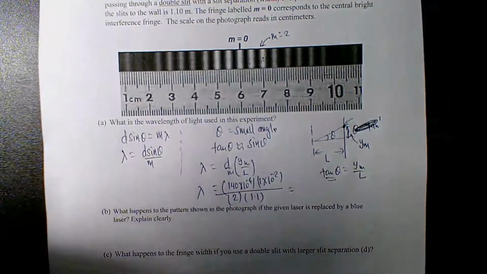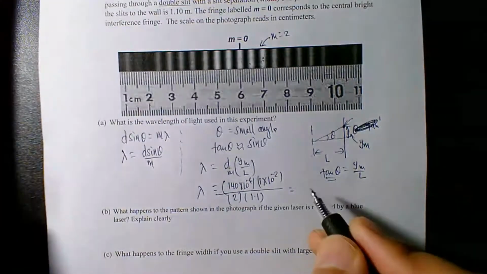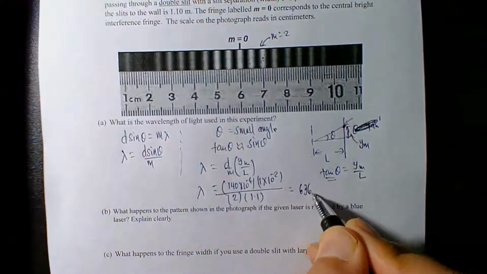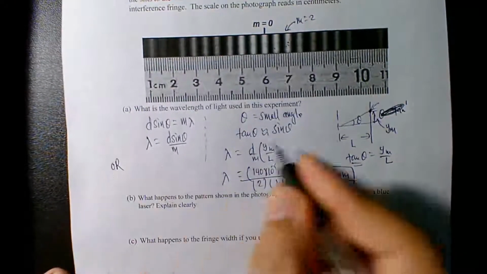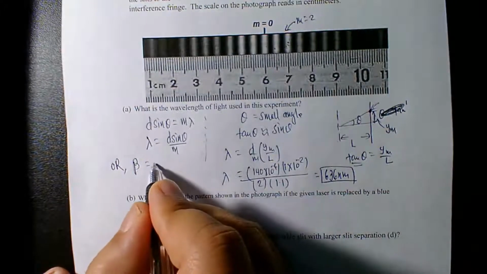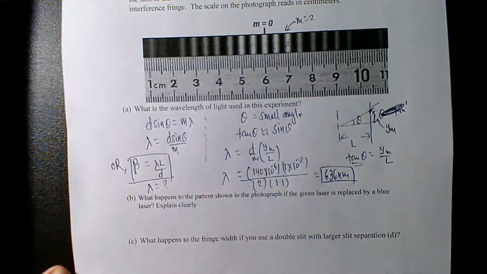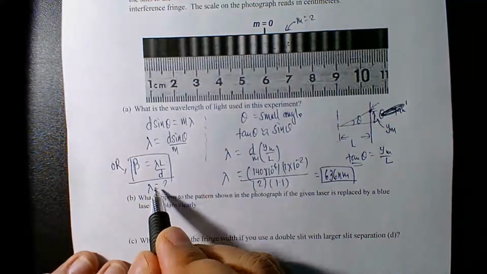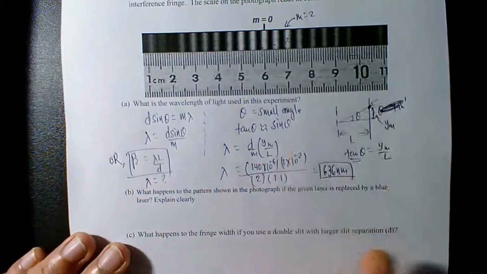So 140 micron, 1 centimeter divided by 2 times 1.1. So 636 nanometer in terms of nanometer, right? Or since these are small angles, if you remember, you can directly use the formula: beta, the fringe separation, is lambda L over d. You can directly use this to calculate the wavelength of the given light, right? Beta is the fringe separation, that means the distance between any two bright fringes, which you can get from here.